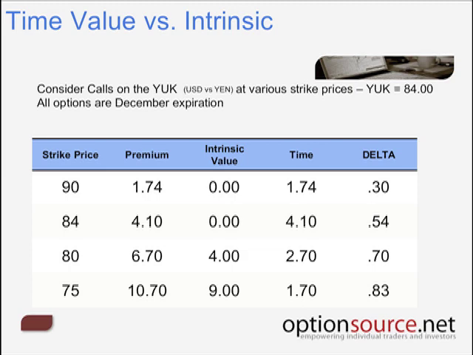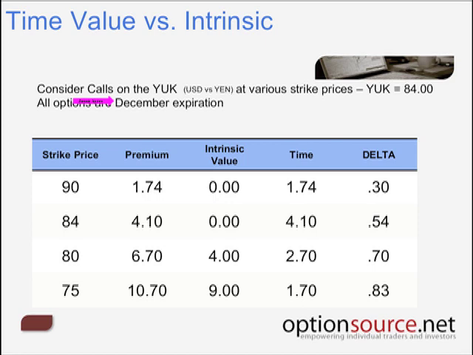So what I did, of course, just illustrating my directional view here with that break of the 84 level, is I just took a look yesterday at some different potential choices that we can make with respect to the options that we're trading when the YUK was sitting around that 84 level. So the consideration here is that we're bullish on the YUK, which is reflecting the U.S. dollar versus the Japanese yen, and that the current pair value is sitting at 84, and we're looking at December expiration. So we're going to give ourselves quite a bit of time in order to participate.